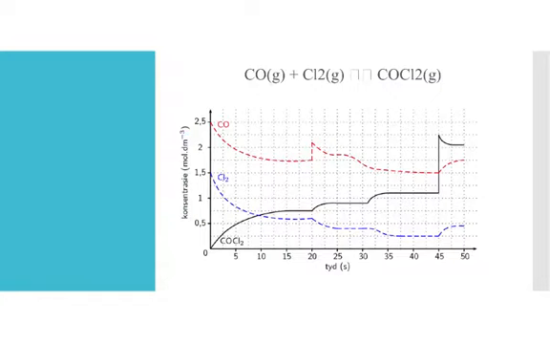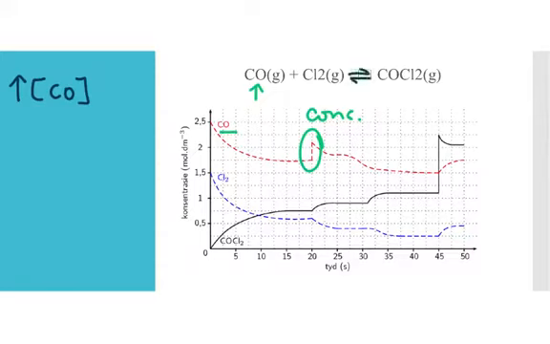Let's work it out. So a single spike is a concentration change, and particularly we're looking at CO. So our answer would say that we increased the concentration of the carbon monoxide. And then in terms of the shift, this is where the equilibrium equation is helpful, because if we increase the concentration of CO, let me just put my equilibrium equation there. If we increase the CO, the shift should go to the right.